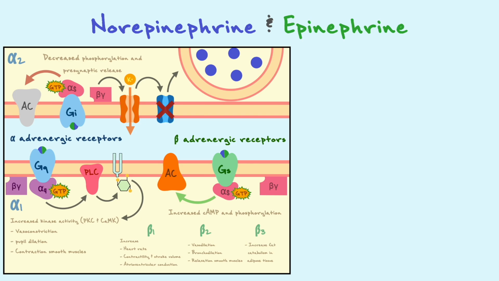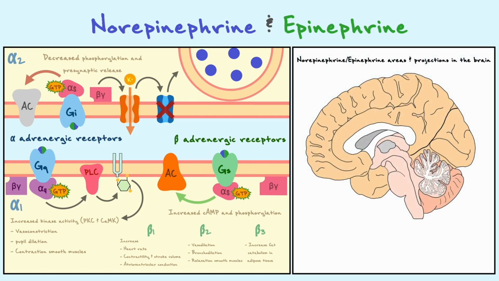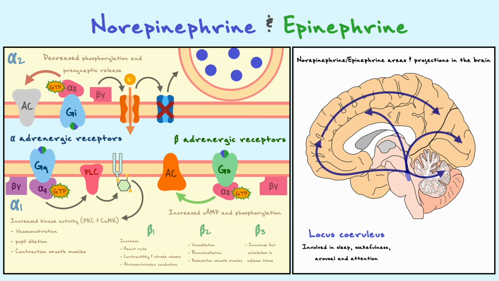Now, although the two neurotransmitters activate roughly the same receptors, norepinephrine and epinephrine have distinct functions due to their different expression. The main place in the brain where one can find norepinephrine neurons is in the locus coeruleus, which is located in the pons of the midbrain. Beyond what we have discussed on the sympathetic nervous system, the projections coming from the locus coeruleus are involved in sleep, wakefulness, arousal, and attention, to name a few.